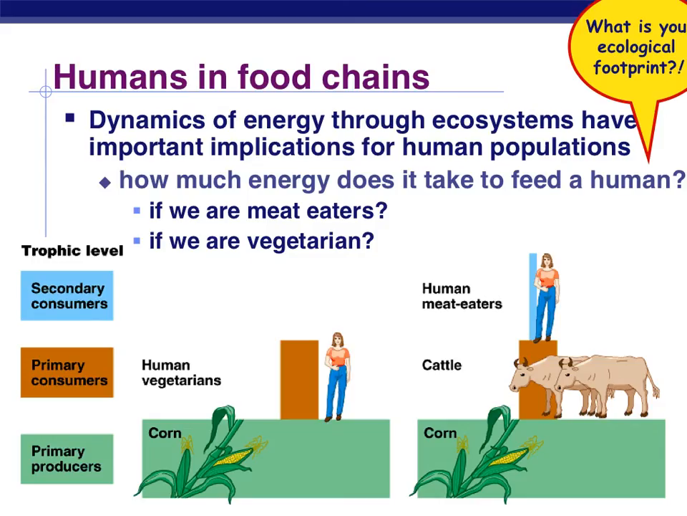So where do we come to stand in this food chain or in this food system? Well, the dynamics of energy through ecosystems have a lot of implications for human populations. It boils down to how much energy does it take to feed a human. If we are vegetarian, we are primary consumers. So we eat primary producers, corn, tomatoes, whatever, and that's how we get our energy. But if we are meat eaters, we become secondary consumers. So we go up one more level. We're still going to get some of that nutrients from our producers. We're also going to get nutrients from primary consumers because we're on top of them.